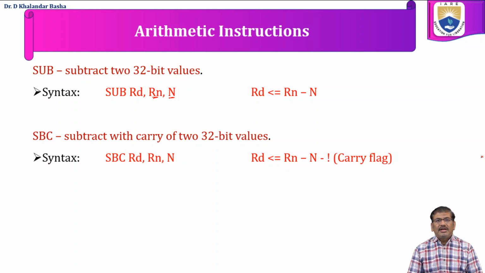SBC, which is subtract with carry of two 32-bit values. The syntax of this instruction is SBC, RD, Rn and N. Here the contents of N are subtracted from the Rn register along with the carry flag and the result will be stored in the RD register.